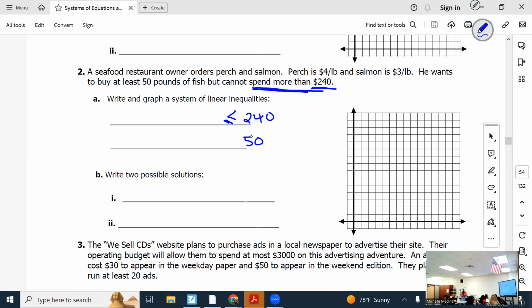So he needs to buy at least 50 pounds. So could whatever he buys be more than 50 pounds? Yes. Could it be exactly 50 pounds? If it's at least. So then these are the symbols we use. All right, and then now what goes on the other side is just like it was when we did equations, to see what contributes to the 240 total. So table 2, what contributes to the 240 total?